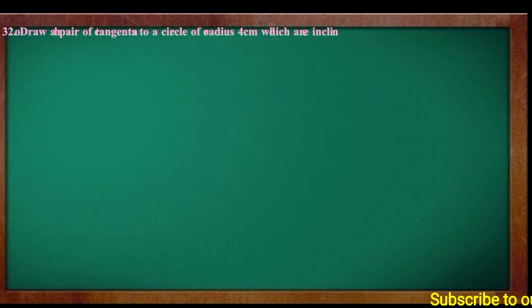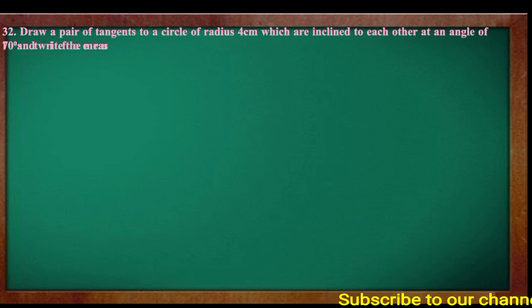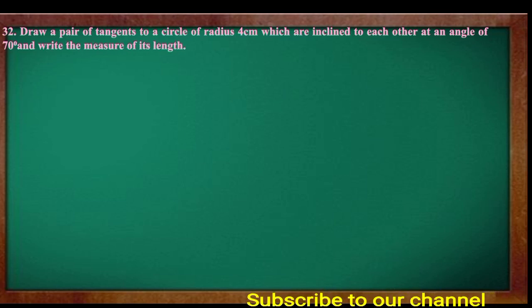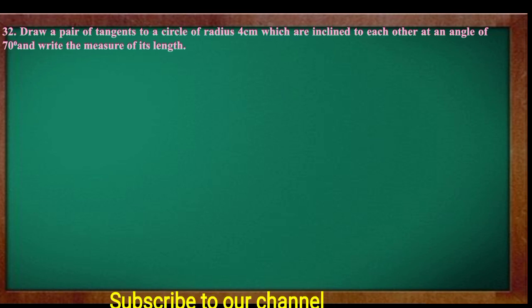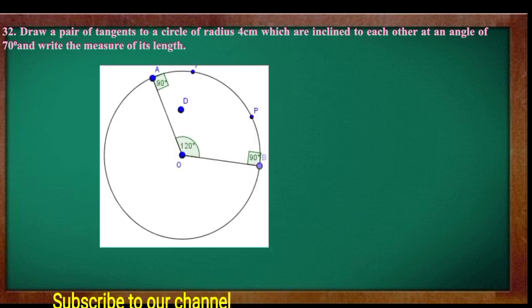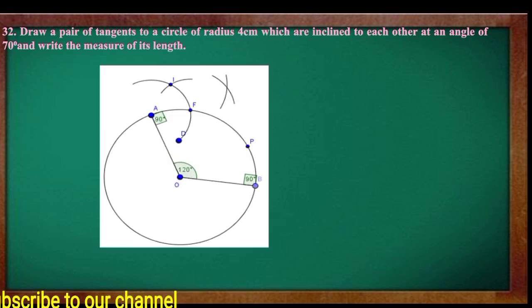Draw a pair of tangents to a circle of radius 4 cm which are inclined at an angle of 70 degrees. Write the measure of its length. Since it is 70 degrees, we made a mistake with 120 degrees. It should be 110 degrees, dear viewers. You need to make this correction to 110 degrees. The methods are the same; it is just 180 minus 70, that is 110 degrees.